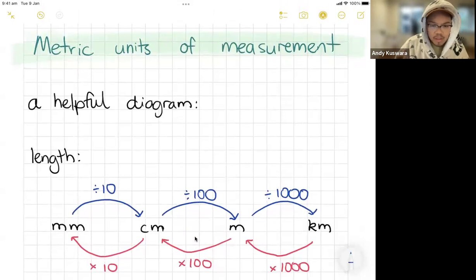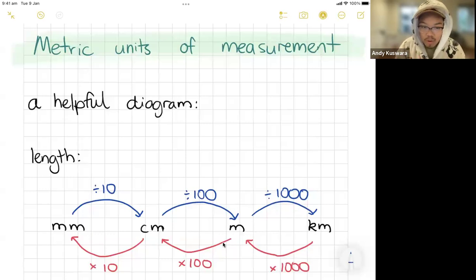There are 10 millimeters in 1 centimeter. So that's why the factor here is divide by 10, times by 10. There are 100 centimeters in 1 meter. So that's why I divide by 100, times by 100 for this factor here. And there are 1,000 meters in 1 kilometer. Hence the divide by 1,000, times by 1,000.